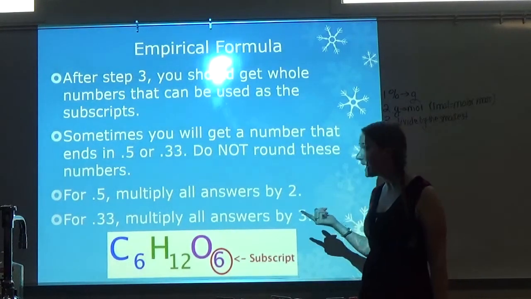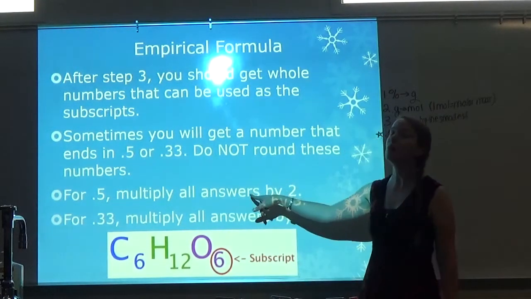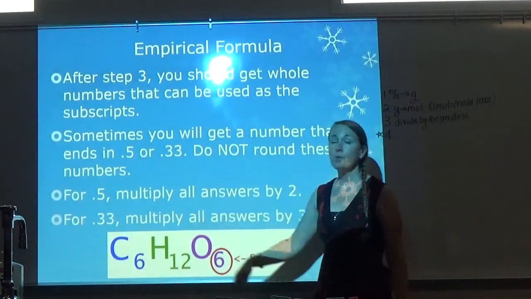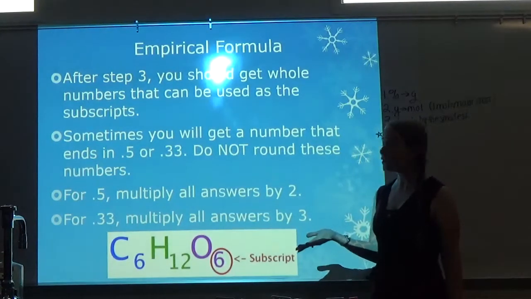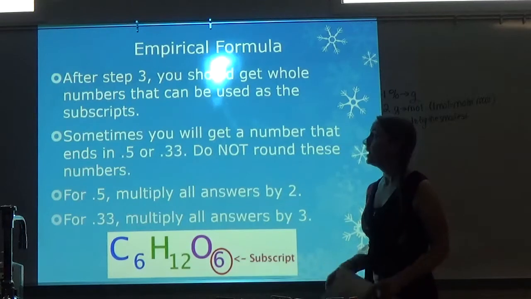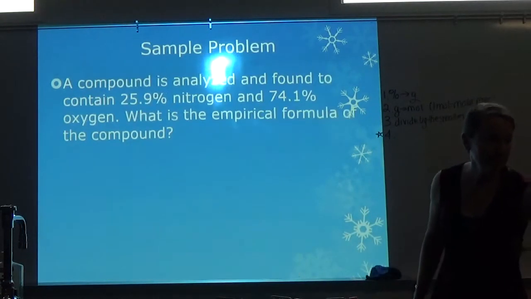So how do you get rid of a half? You multiply all the answers by 2, not just the one that has the 0.5. If you get a 0.33, that implies there's a third. So to get rid of a third, you multiply all the answers by 3. All right, so let's look at a couple of these.